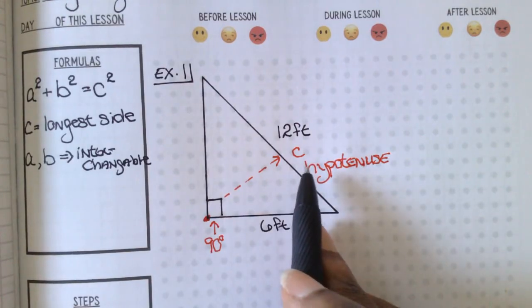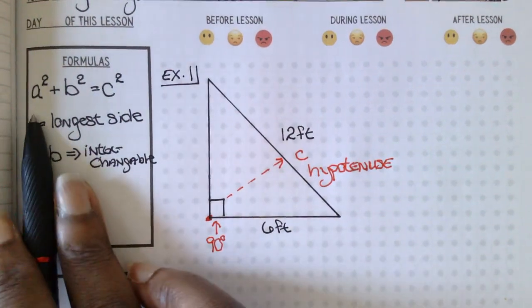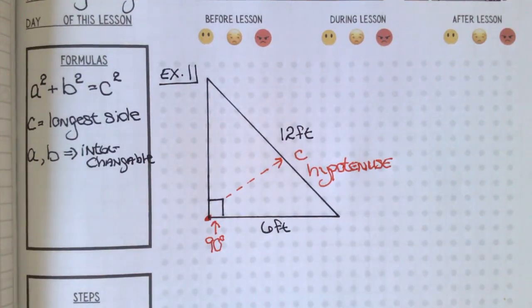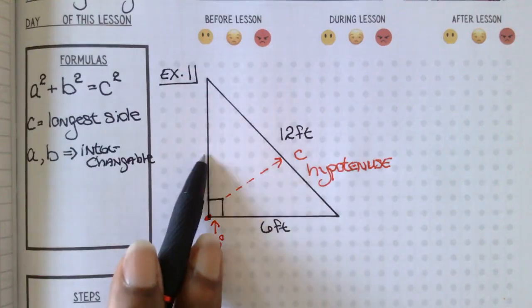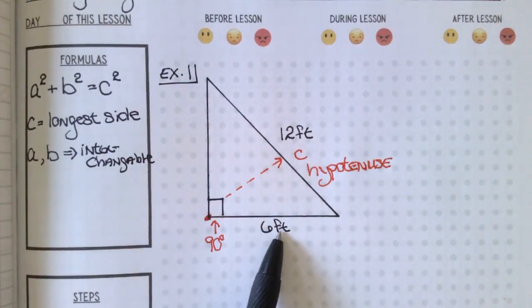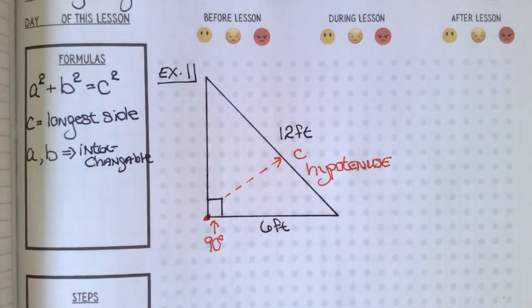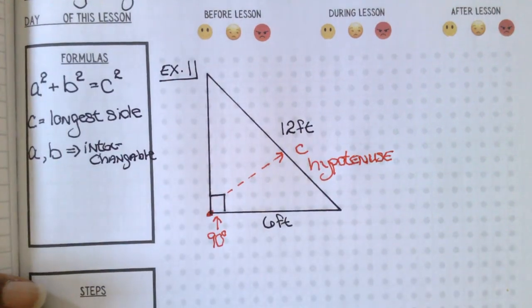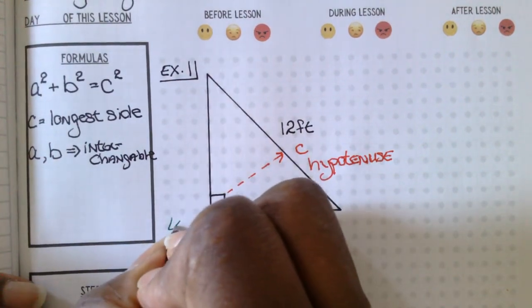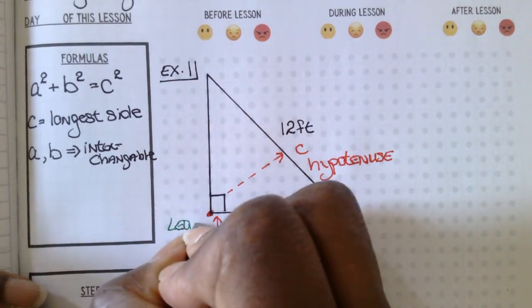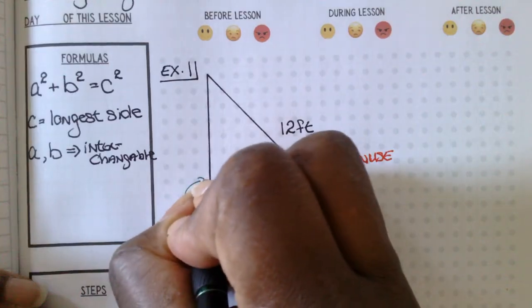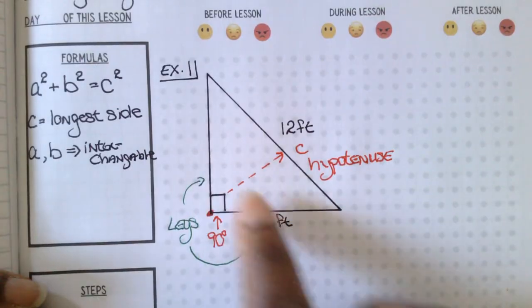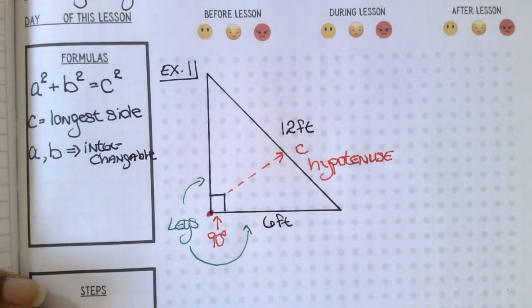So that's going to be your C from the a squared plus b squared equals c squared. Now, these other two sides, there's a name for it. And a lot of exams are starting to use this name. The name is, it's a leg. Okay? This side and this side. These two sides are called legs.